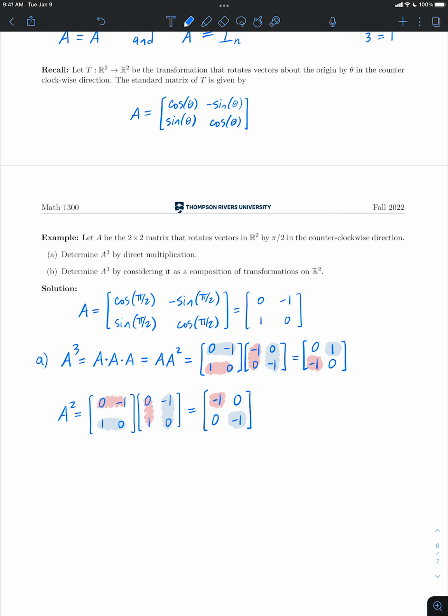So that is our product, or our power, which is still a product, but it's also a power, A cubed. Okay, so that is worked out as requested in part A, just through direct multiplication. Notice we had to do two matrix products just to compute A cubed. What if it was A to the power of 4 or 5 or 6 or 7 or 17? You can start to see really quickly, powers are no small ask.